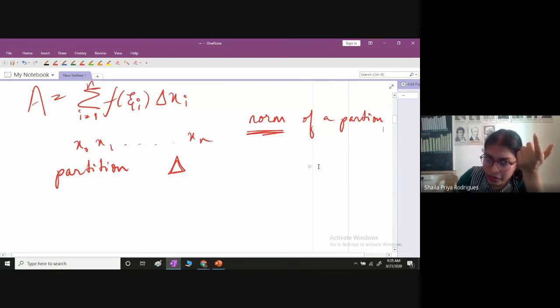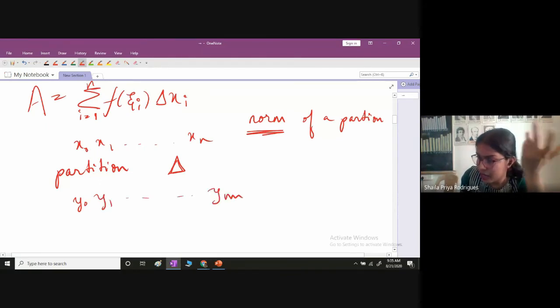You could have many other partitions here. I could call them y0, y1 till ym. You can have many such partitions here.